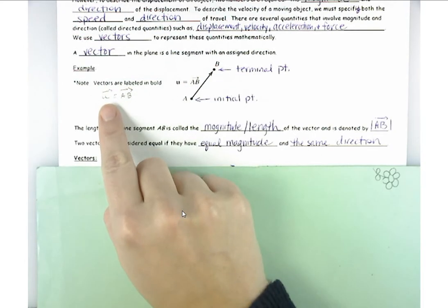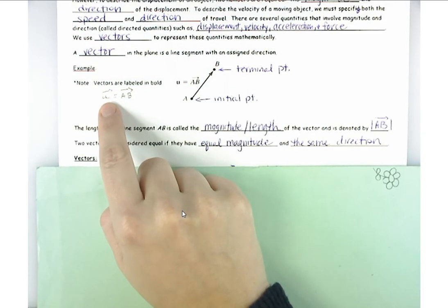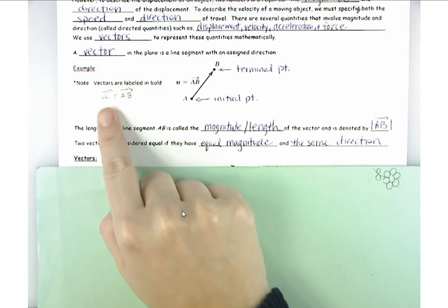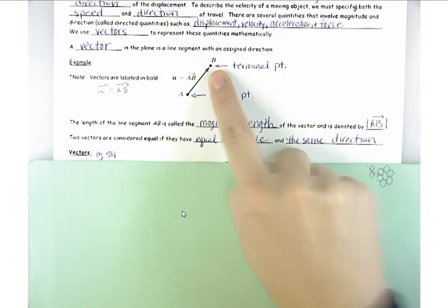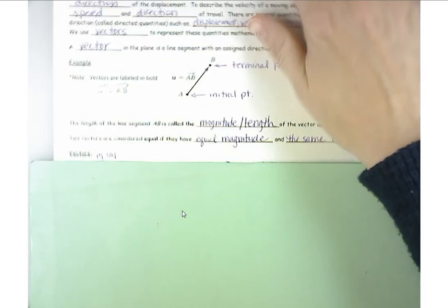In your textbook, vectors are labeled in bold. We obviously don't write in bold, so we're going to write the symbol for the vector, which is the same as the symbol for ray, if you remember back to geometry. So you're going to have that arrow. This could be called u or AB. Here's your terminal point, that's where it ends. Your initial point is where it starts.